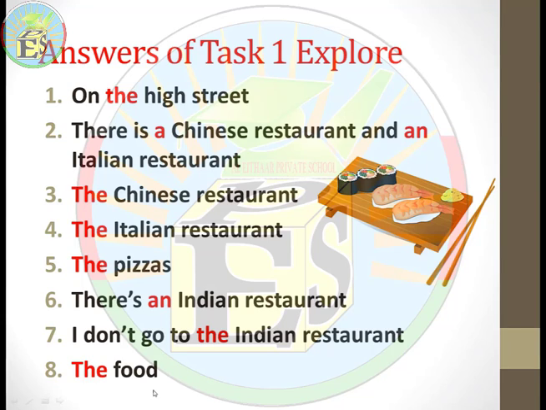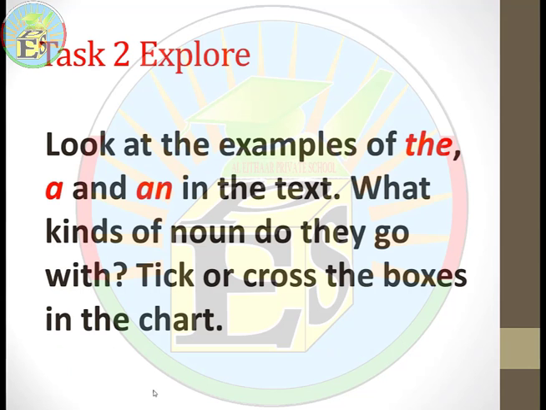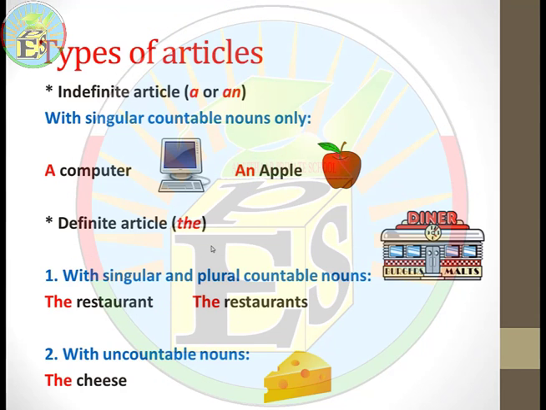And now let's move to task number 2. In task number 2, we need to look at the examples of the, a, and an in the text. What kind of nouns do they go with? Tick or cross the boxes in the chart. To be able to solve this task you have to understand the rule very well. If you don't understand it, you can go back to the rule right here.